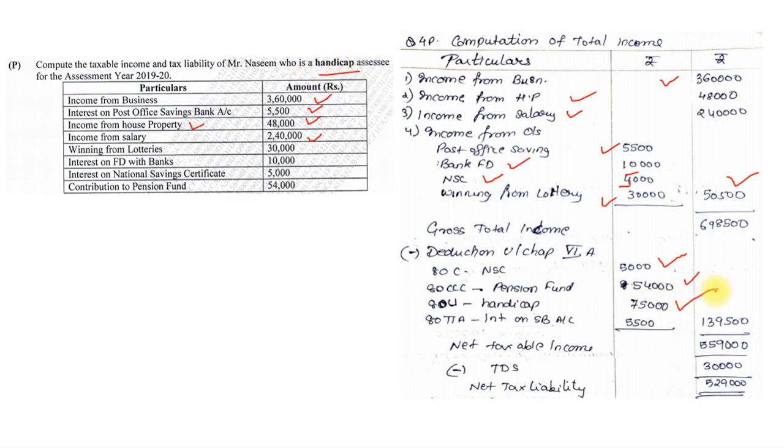Still other information is not given. And the savings account bank interest is there, 5,500. So interest on saving bank 5,500. When you add up, we get the total deduction of 1,39,500. So 6,98,500 minus 1,39,500, we get the net taxable income as 5,59,000.